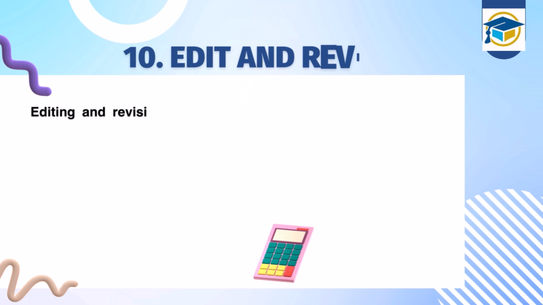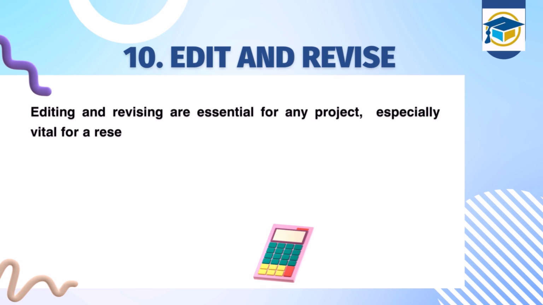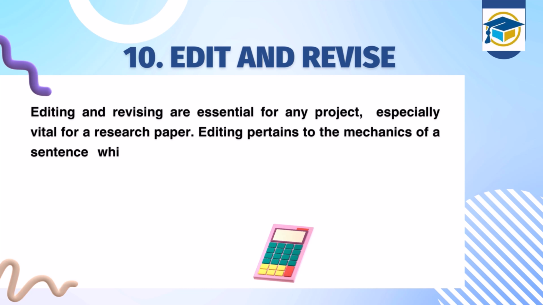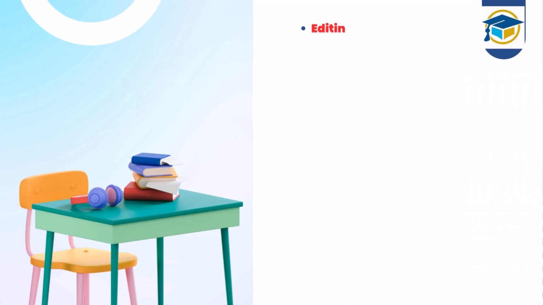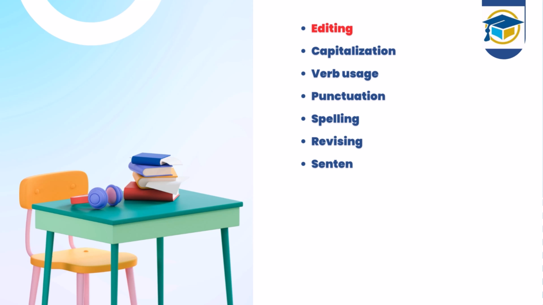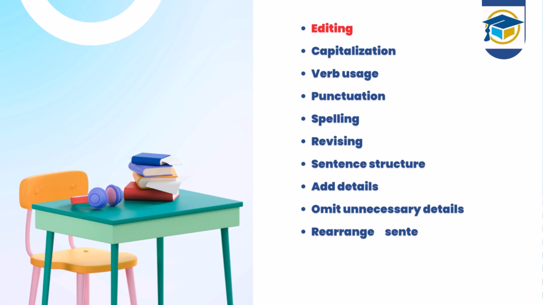10. Edit and revise. Editing and revising are essential for any project, but especially vital for a research paper. Editing pertains to the mechanics of a sentence while revising pertains to the overall flow of the research paper. Here's a checklist to help you with this. Editing: capitalization, verb usage, punctuation, spelling. Revising: sentence structure, add details, omit unnecessary details, rearrange sentences or paragraphs.